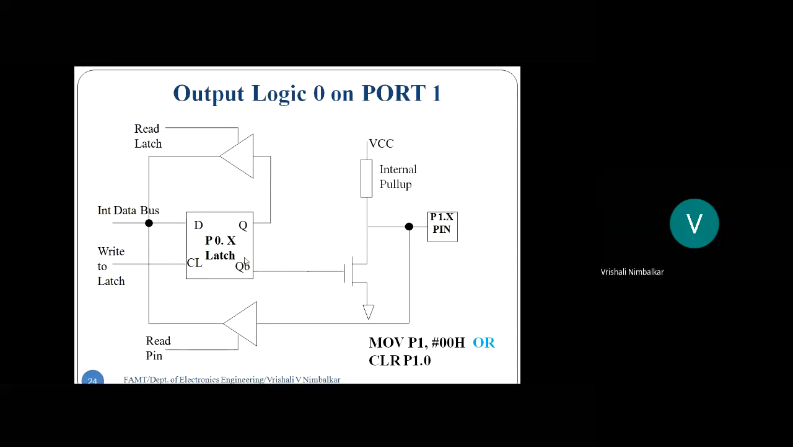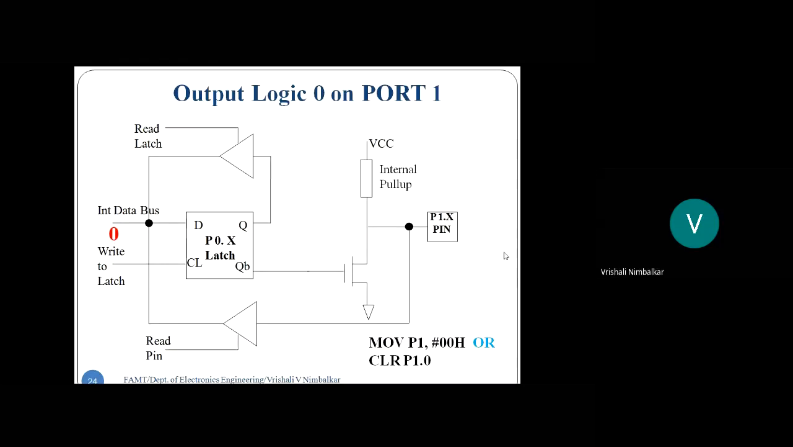So how does this start working? When the microcontroller is executing either of these instructions, MOV P1 or CLR P1.0, the first thing that happens is that it will place logic 0 on the internal data bus, because we are going to clear the pin.